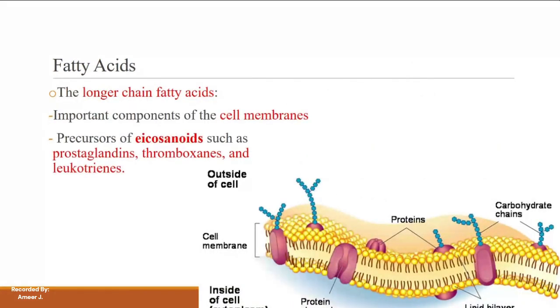So the next issue is that the longer chain fatty acids are an important component of the cell membranes and precursors of eicosanoids such as prostaglandins, thromboxanes, and leukotrienes.